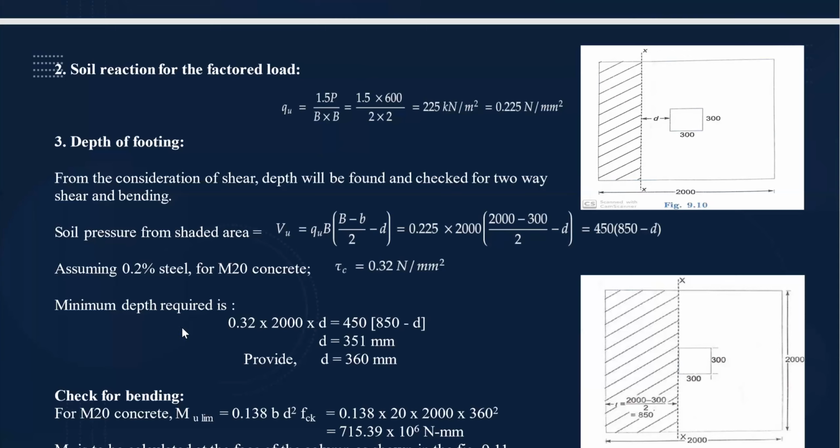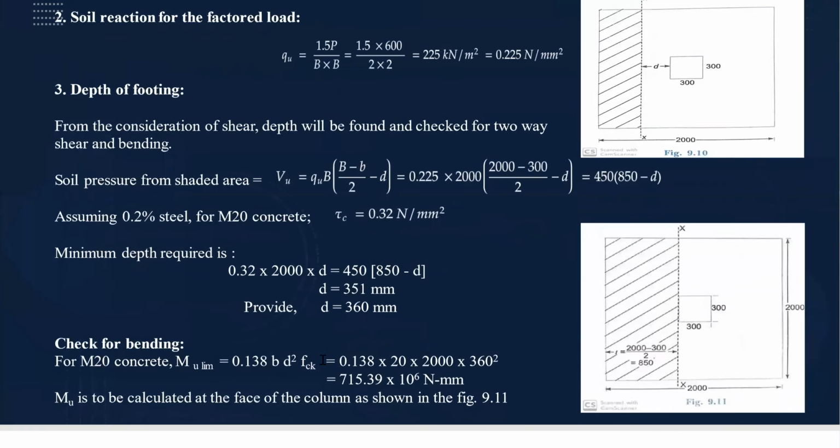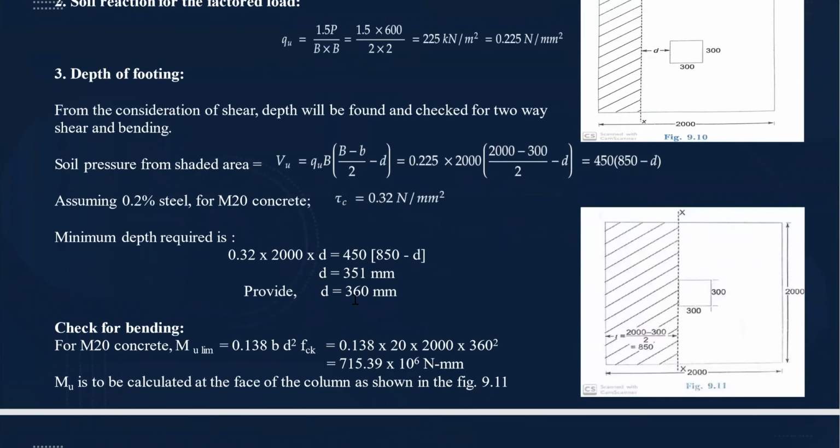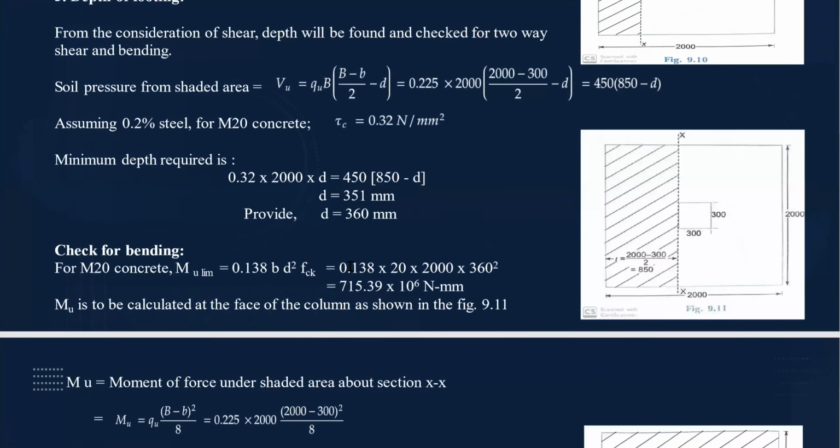Therefore, for the minimum depth, you have to equate 450 into 850 minus D to 0.32 into 2000 times D, and therefore D comes out to be 351 mm. So rounding it off, you have to provide a minimum effective depth of the footing as 360 mm. Now we have calculated the depth and we'll be checking it for bending and for two-way shear.